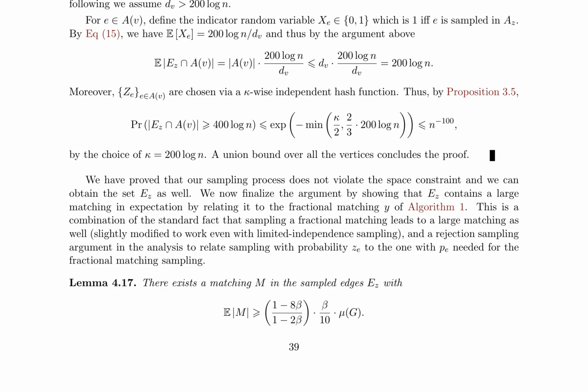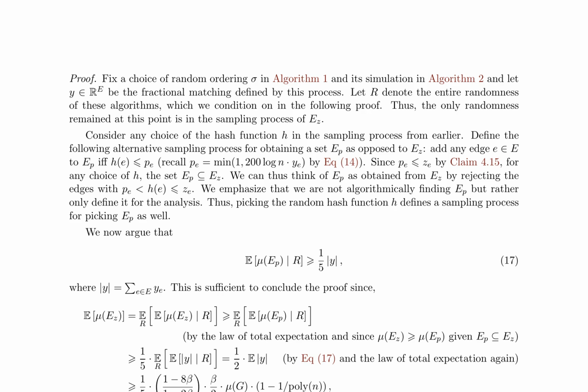The authors then define an indicator random variable z_e for each edge e in A_v, which is 1 if e is sampled and 0 otherwise. By applying proposition 3.5, they bound the probability that the number of sampled edges in A_v exceeds 400 log n. The authors then relate the sampled edges E_z to a fractional matching y obtained from algorithm 1.